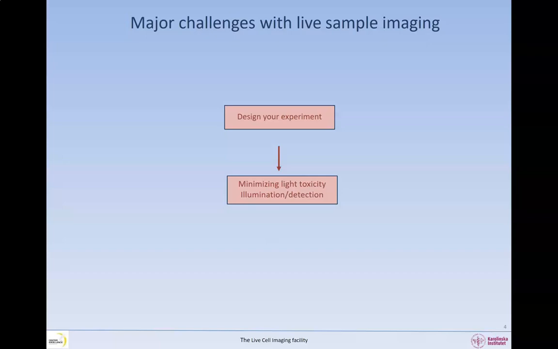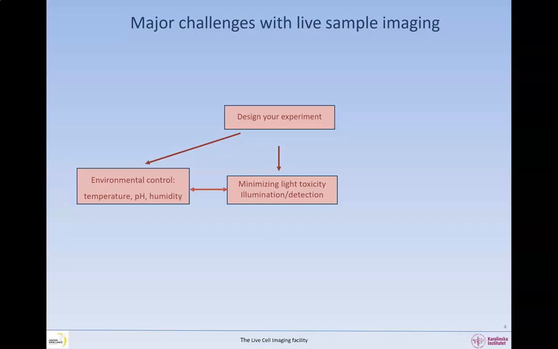Cells are very sensitive to the light used to excite fluorophores, so it's very important to optimize the imaging conditions to minimize light toxicity as much as possible. This requires optimizing illumination power and exposure time, and effective selection and collection of emitted photons. Of great importance is to provide the same environmental conditions, temperature, humidity, and pH conditions on the microscope stage as in the cell culture incubator.